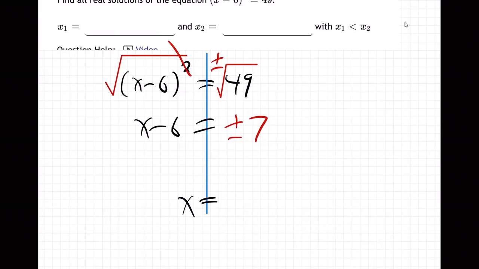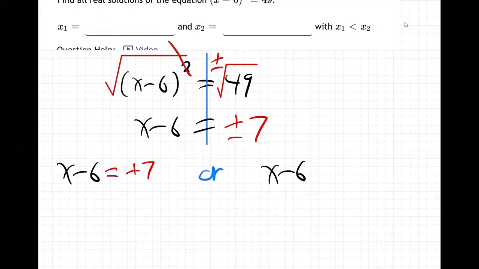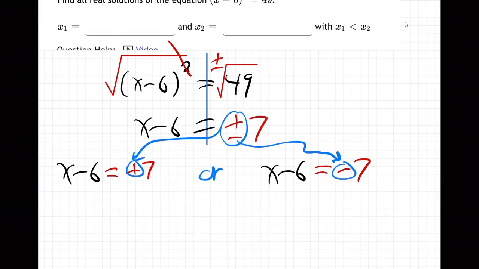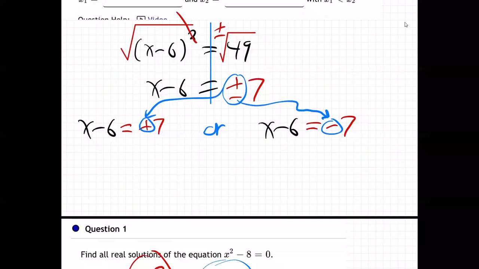So what does that mean? Well, that means we have 2 equations now, doesn't it? Everybody seeing this? You have x minus 6 equals positive 7, or x minus 6 equals negative 7. So everybody seeing those 2 options, plus, minus, right? It means 2 separate equations, doesn't it? That's what plus or minus means. It's shorthand notation for 2 separate equations. So now we just got to finish solving for x in both these cases. That's not bad. You know how to do that.